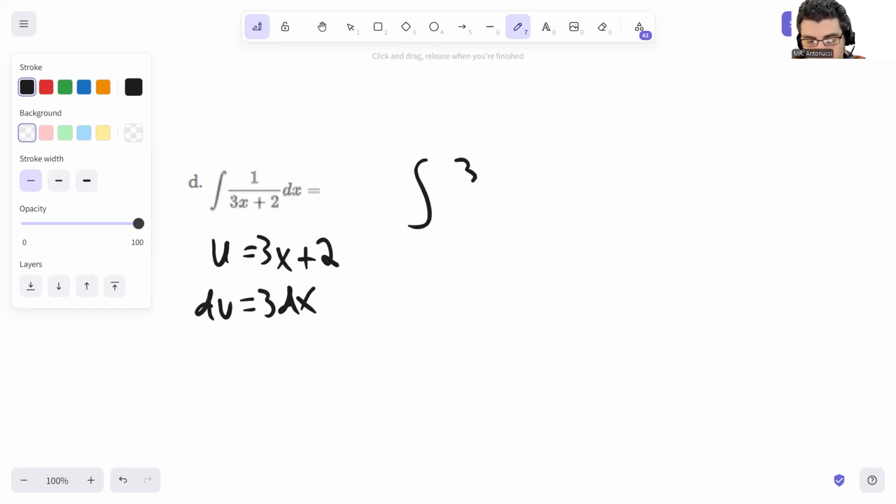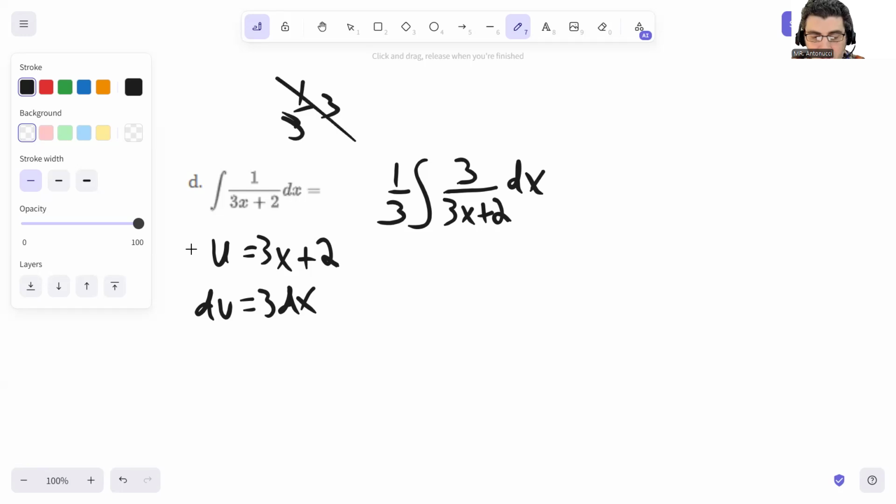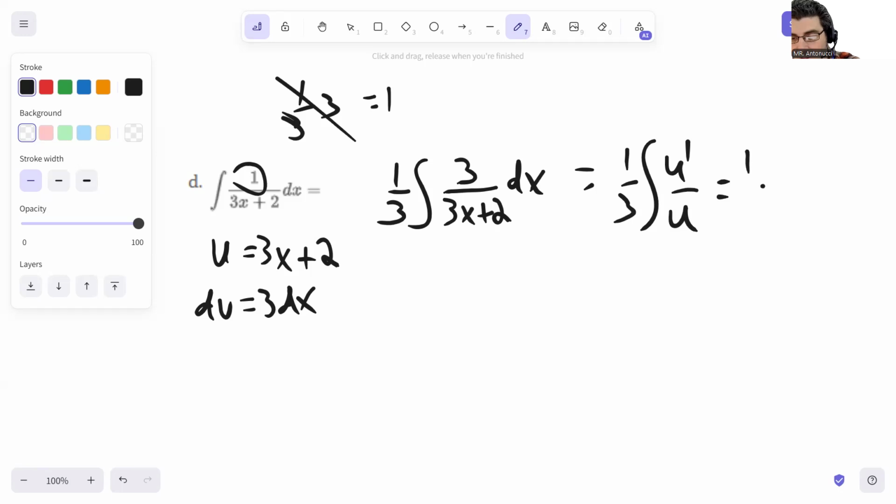So what I'm saying is if there was a 3 there, okay, there would have to be a 1/3 out front here. And then the 1/3 and the 3 would cancel and reduce to the 1 that was already there. So this is 1/3 integral of u prime over u, which is going to be 1/3 natural log absolute value of u, which was 3x plus 2. I'm going to squeeze my plus c in there for that one.